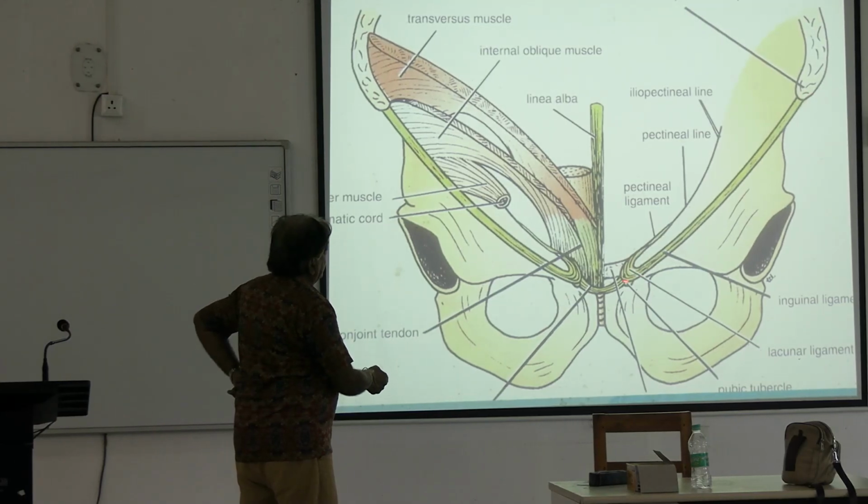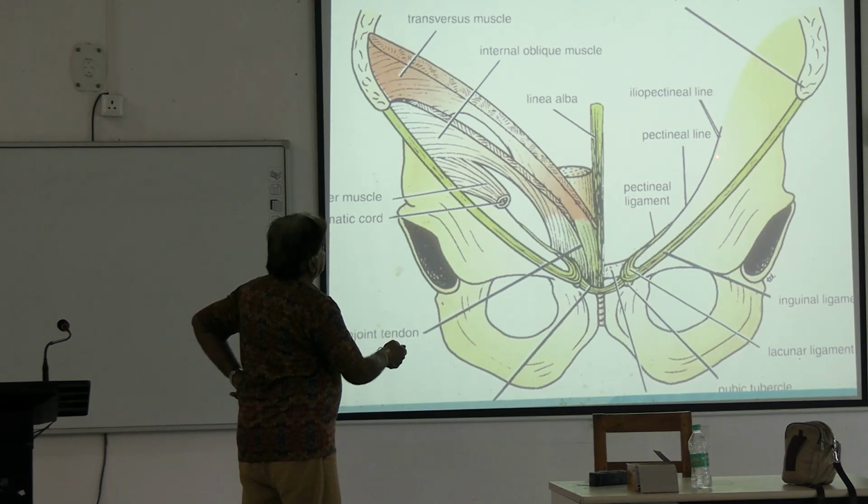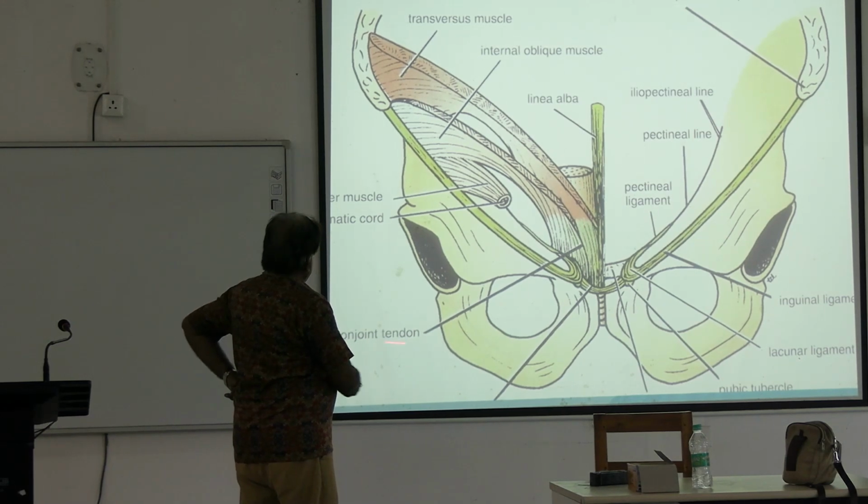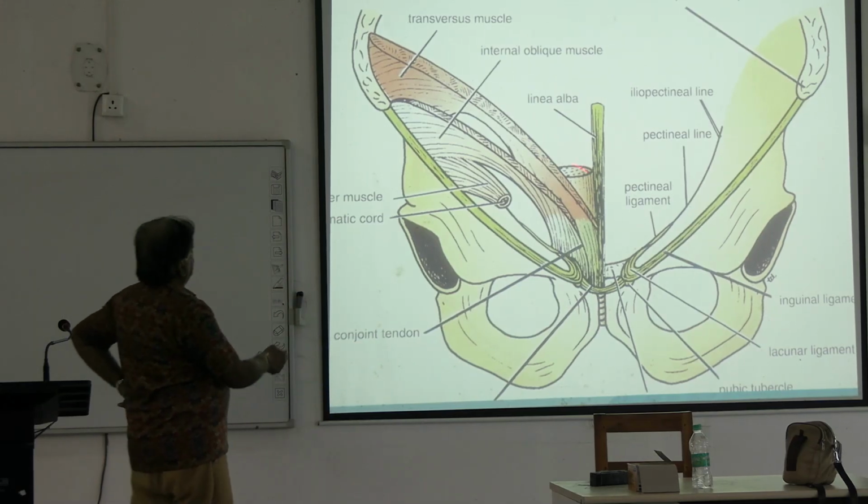This is lacunar ligament, shaped like a moon, half moon. And this is the pubic tubercle here. The pectineal ligament, the pectineal line is here. Now the pectineal ligament. Now pectineal line, iliopectineal line. Now this is conjoint tendon.